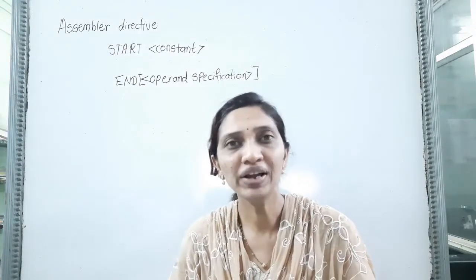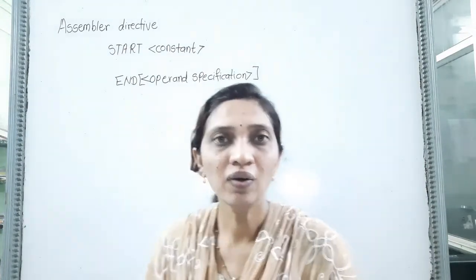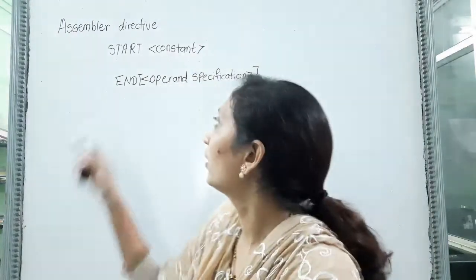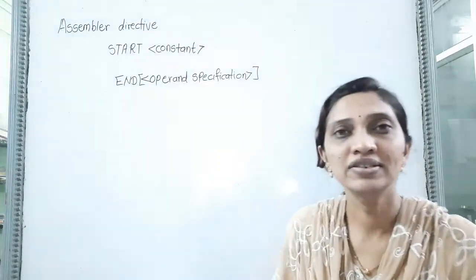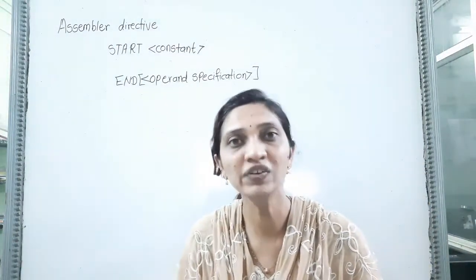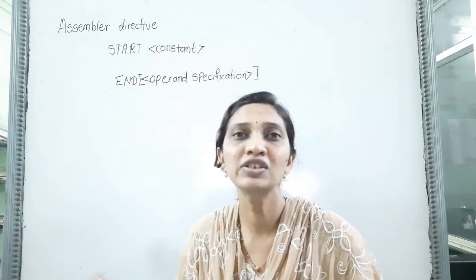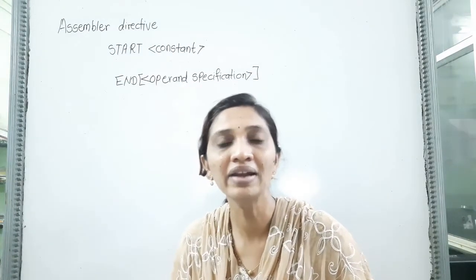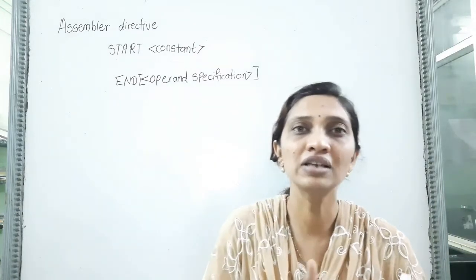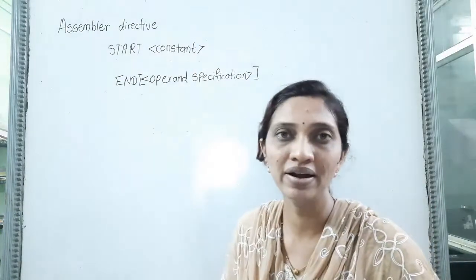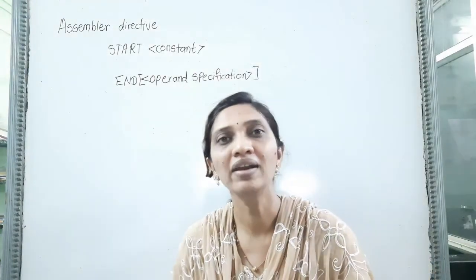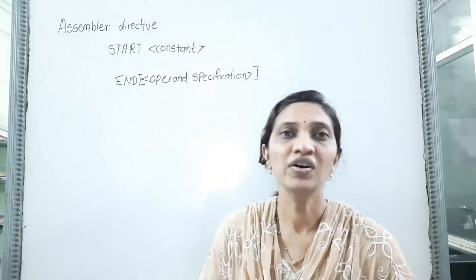END indicates that this is the end of the assembly language program, where the operand specification is an optional part. But if we give the operand specification, the address given there indicates that it ends the program whose addresses start from this starting address. In this way we specify START and END assembler directives in our program.